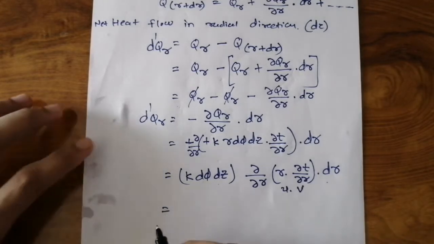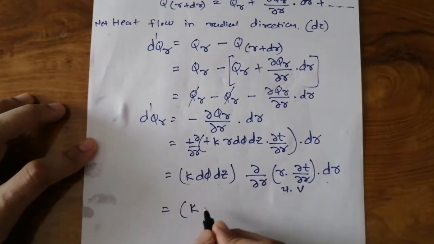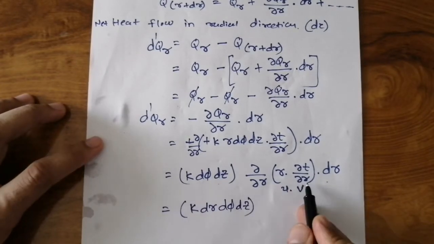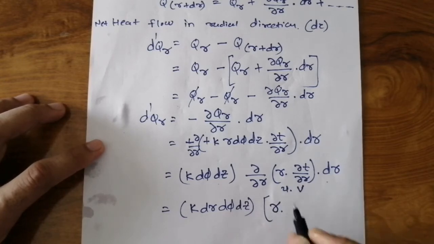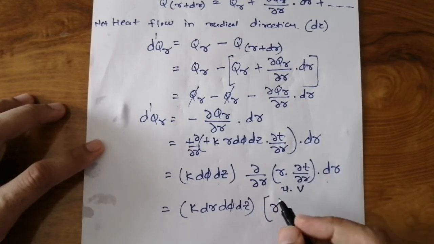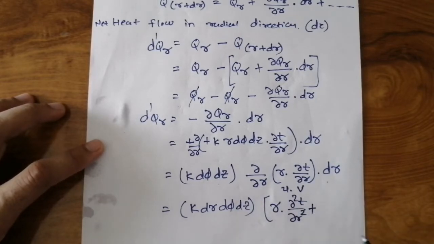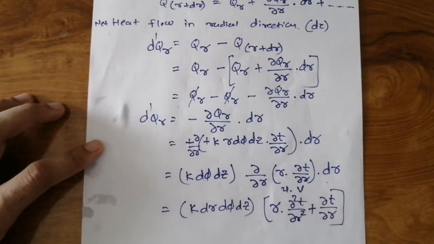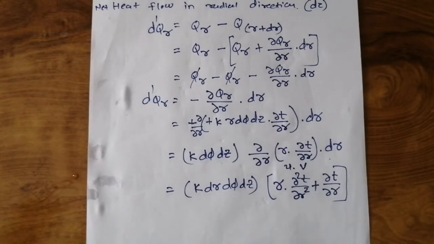So, first we consider k as it is, dr taken this side, so it becomes dr, dφ and dz as it is. Now differentiation with respect to r will be considered. First of all we consider r as it is. Now differentiation of ∂T/∂r with respect to r will be ∂²T/∂r², plus ∂T/∂r as it is, v is as it is, and differentiation of r is 1. So that is your equation, we are using the u into v relationship.